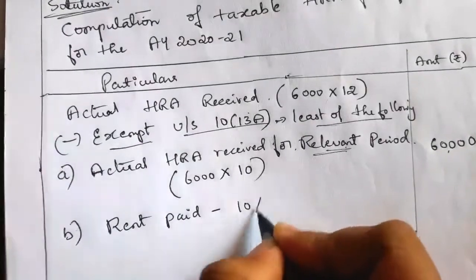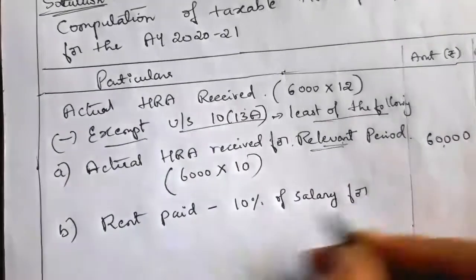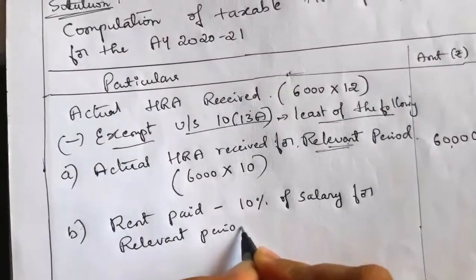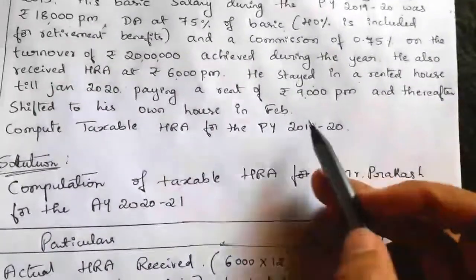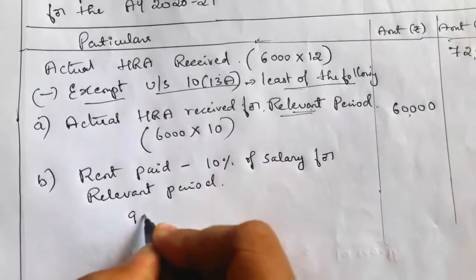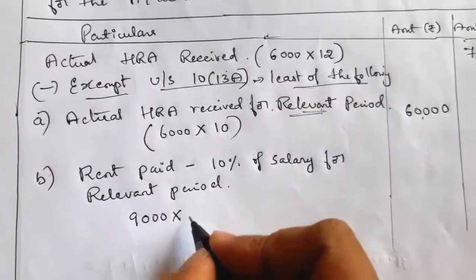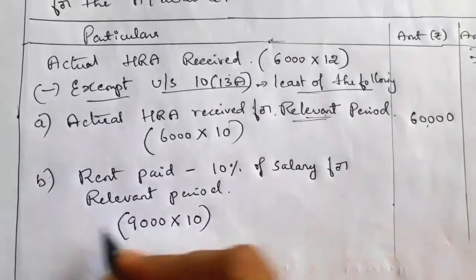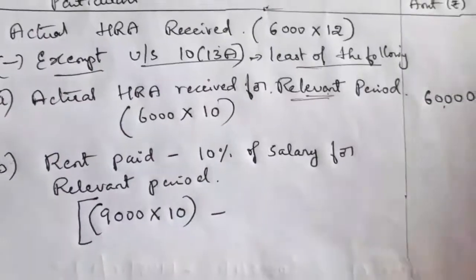Second criteria is rent paid minus 10% of salary for relevant period. What is the rent paid given in the question? Paying a rent of 9,000 per month. Here also we take rent paid only for the relevant period, that is 10 months, after which he shifted to his own house. So rent paid is 9,000 into 10 months, and we have to take 10% of salary.